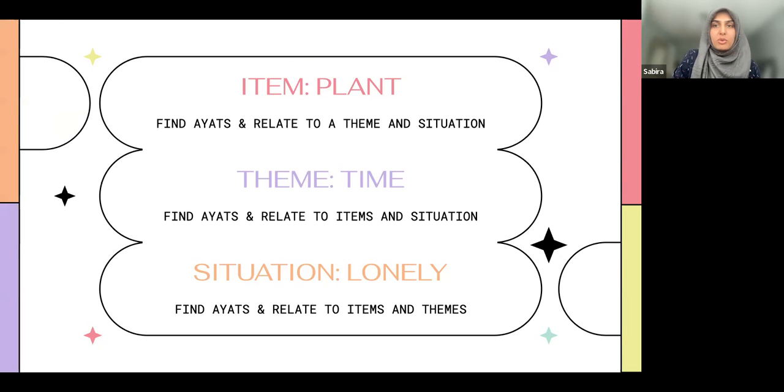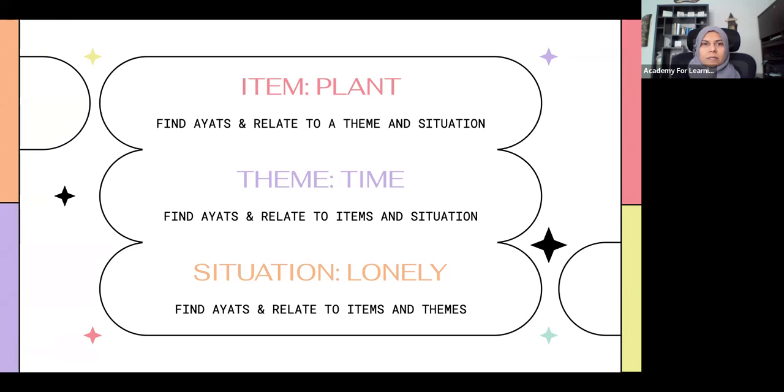So you're going to let them know room 1 is. Yes, so room 1 is going to be working on the plant, the item. Room 2 is going to be working on the theme of time, and then room 3 will be working on the situation.